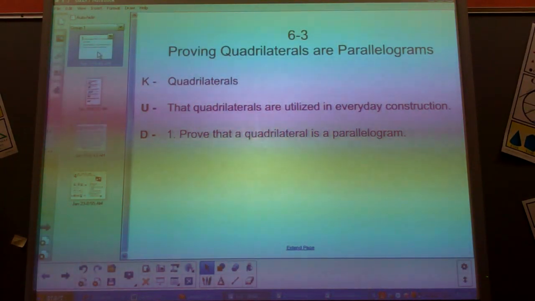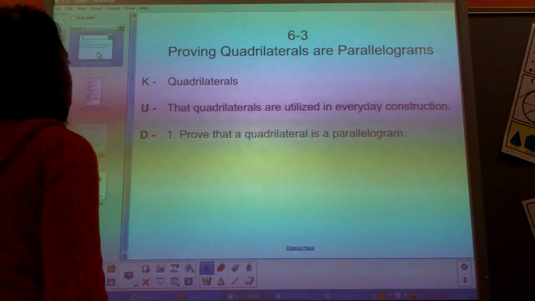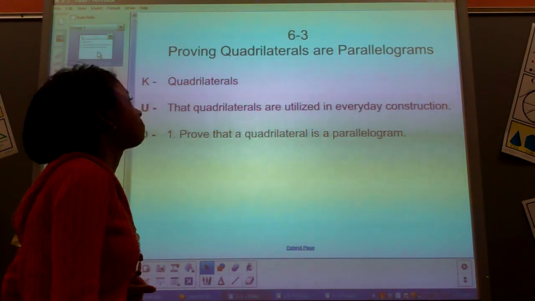This is chapter 6-3, proving quadrilaterals are parallelograms. Okay, please copy your notes.